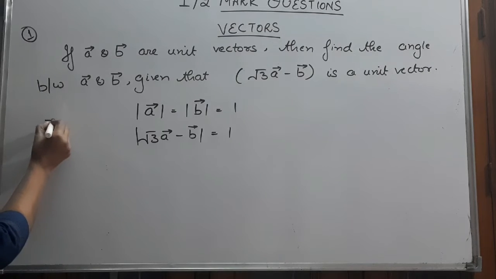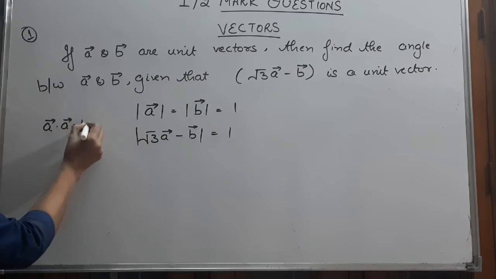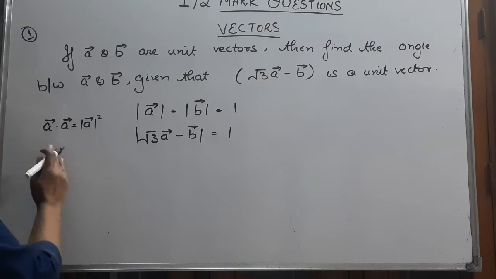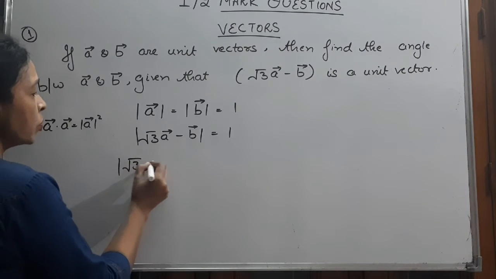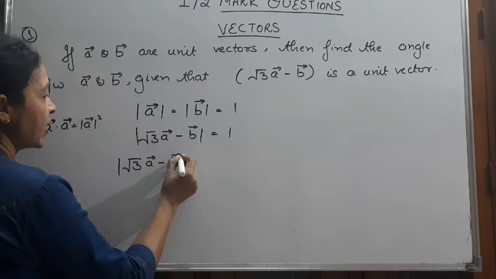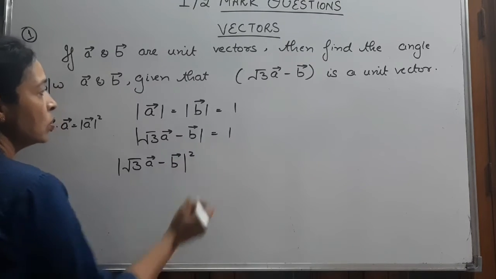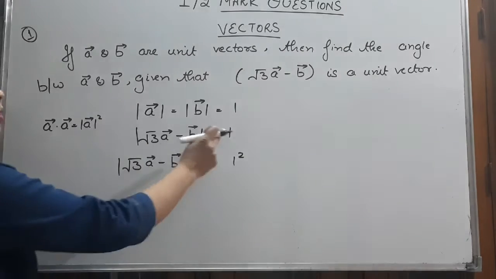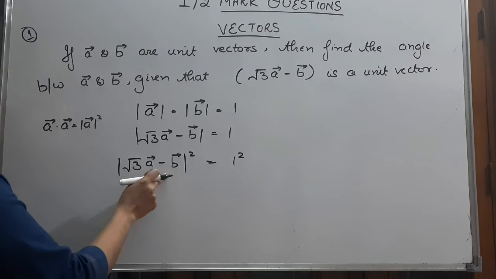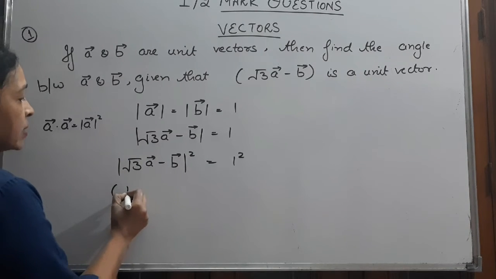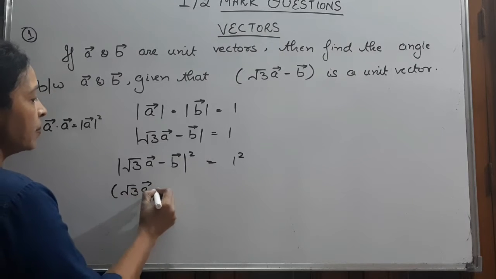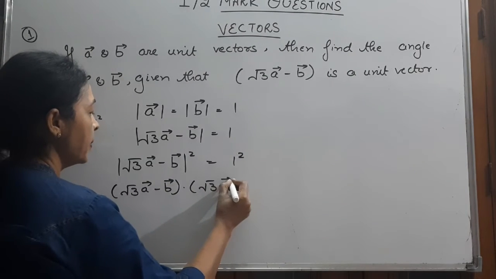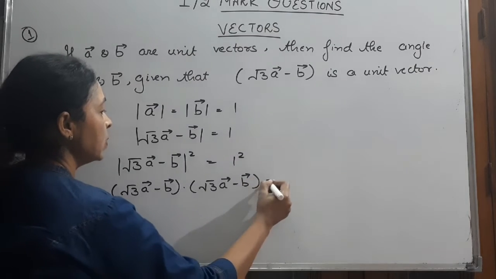Vector A dot vector A equals the magnitude of vector A whole square. Now, the magnitude of vector root 3 A minus B, whole square, is equal to 1 square. We have squared both sides. Now, this whole square can be written as root 3 into vector A minus vector B dot root 3 into vector A minus vector B equals 1.